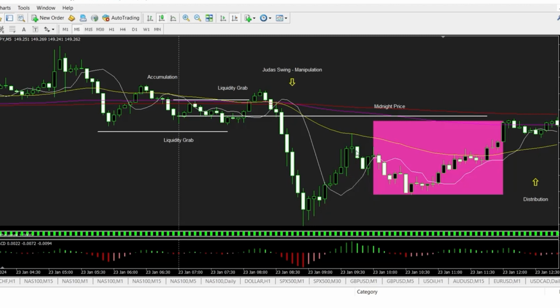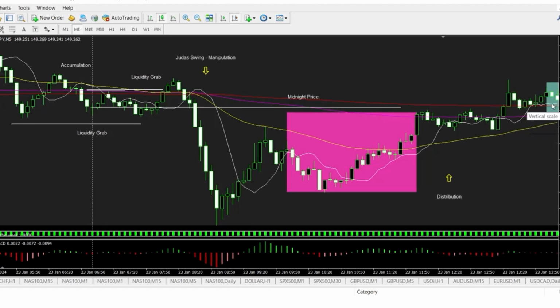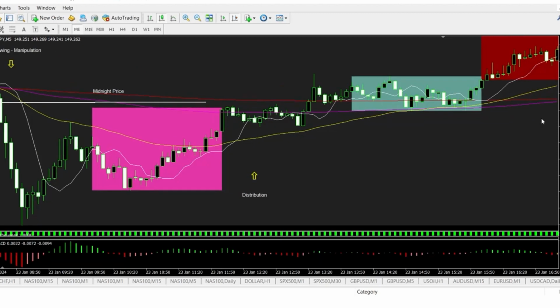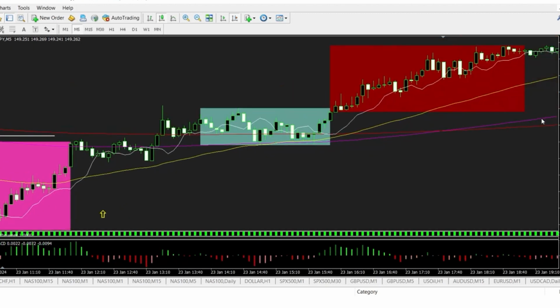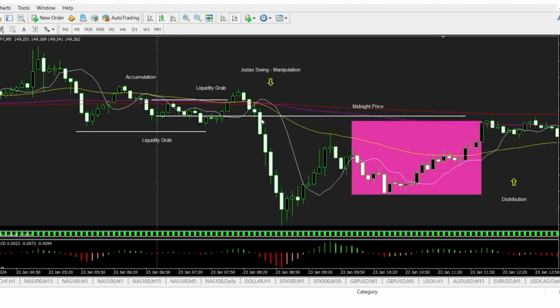Then price moves back and consolidates during the rest of the London session, and then starts to move to the upside. And as we see, it closes above midnight price right before the pre-New York open. And then during the New York session, price continues to the upside. That is the definition of the Judas Swing, and this is your way of creating an entry.